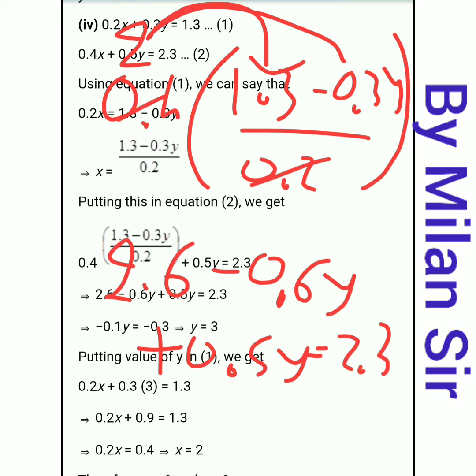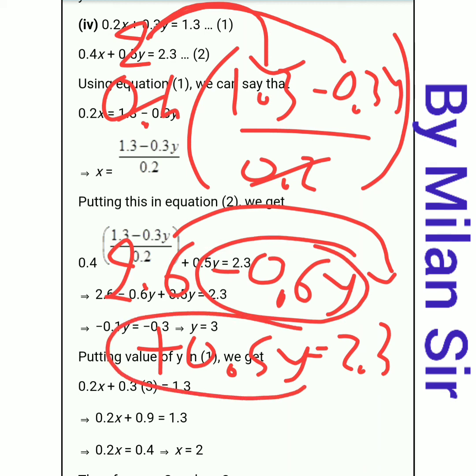Okay, so here just transfer 2.6 to the right hand side. So in the left hand side what do we have? 0.6y and 0.5y. Now just simplify these two. So here plus minus minus, I'm talking about these two. So 0.6 minus 0.5 is 0.1y. Now the bigger number is 0.6, it has a minus sign, so we put the bigger number's sign, which is minus. So minus 0.1y.